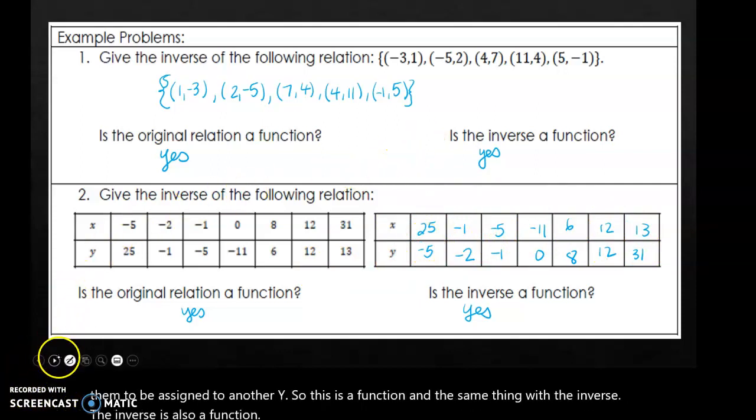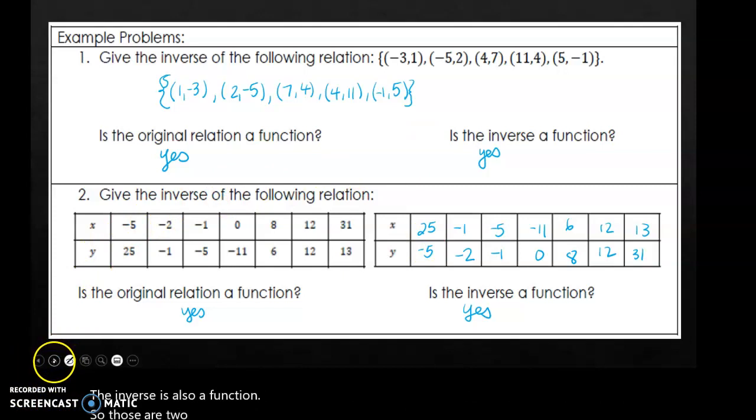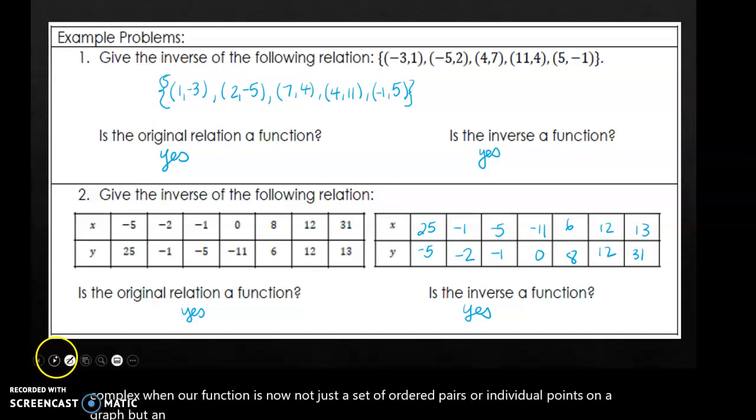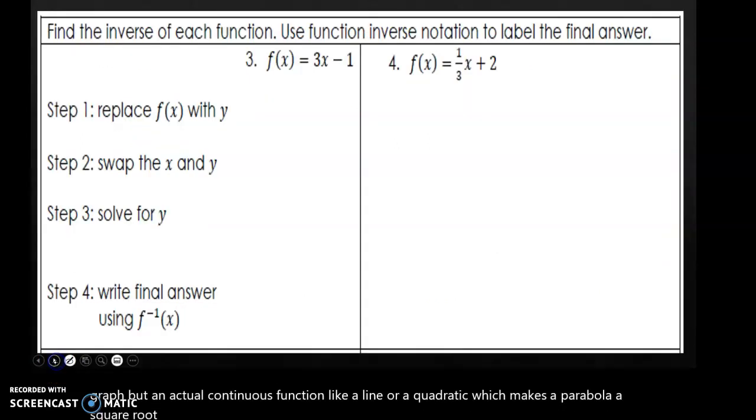Okay. So those are two very basic inverse problems. We're going to get a little bit more complex when our function is now not just a set of ordered pairs or individual points on a graph, but an actual continuous function like a line or a quadratic, which makes a parabola, or a square root graph. We have a whole bunch of function families.